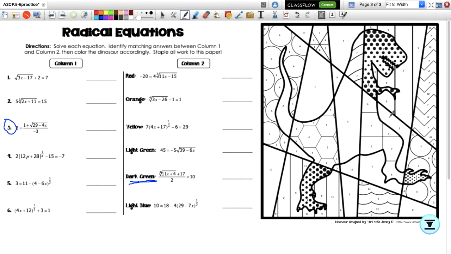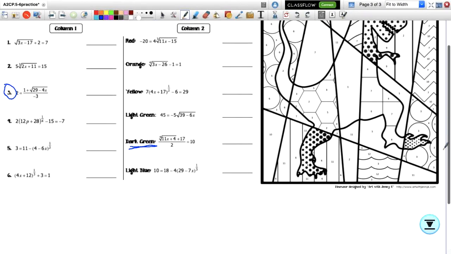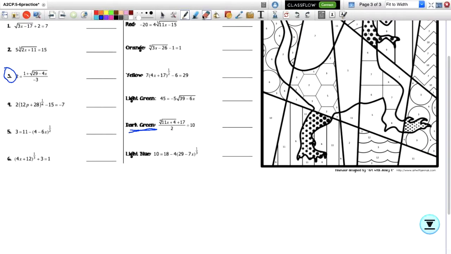So let's do number 3 right now because I know you're looking at that and you're sweating a little bit. Okay, I don't know what number it is right here. Let me erase my circle. I think it's a 2. Yep. All right, so we'll do number 3. It starts out with a 2 equals 1 plus the square root of 29 minus 4x, and that's a 29. The whole thing is over negative 3.